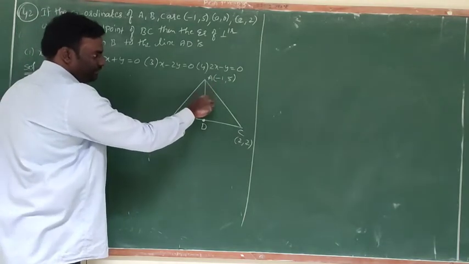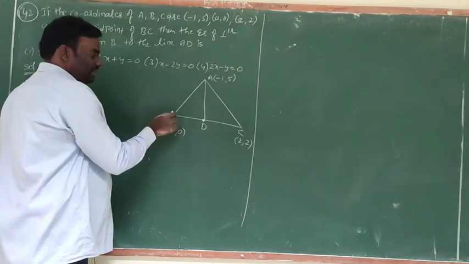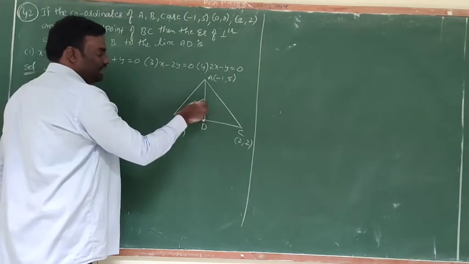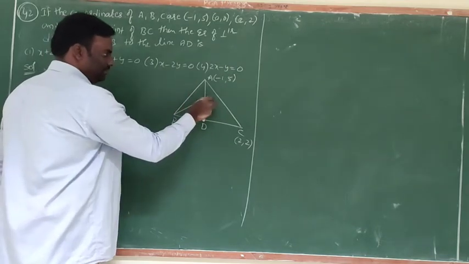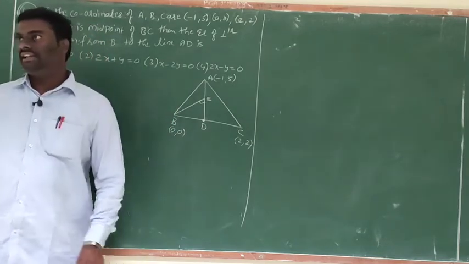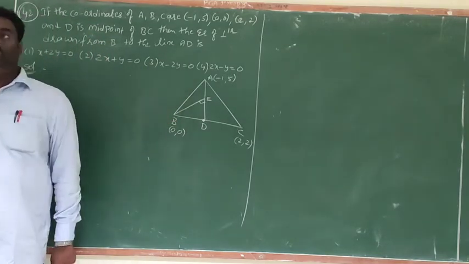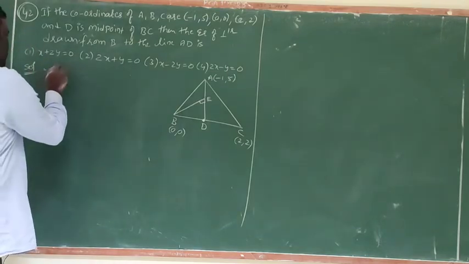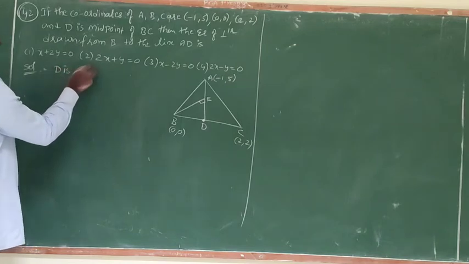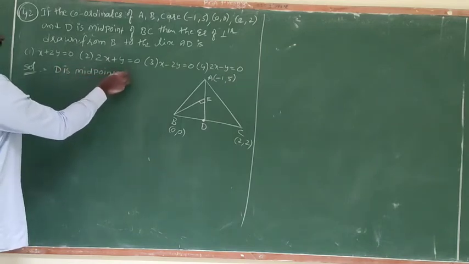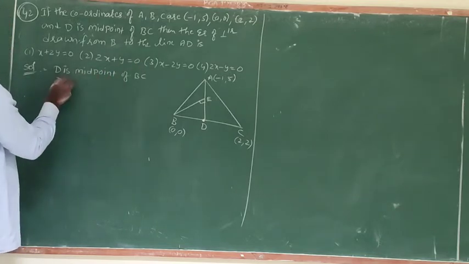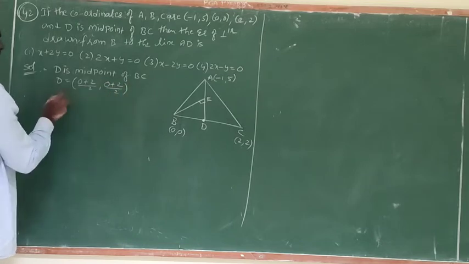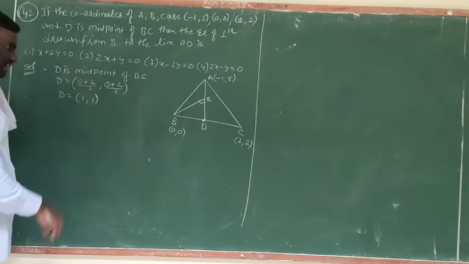This is AD. We need to find the equation of the perpendicular drawn from B on the line AD. This is E. So we need to find the equation of BE. First, to find the equation of BE, I am finding D. D is the midpoint of BC. Midpoint formula: (x1 plus x2) by 2, (y1 plus y2) by 2. Then D equals 1 comma 1.